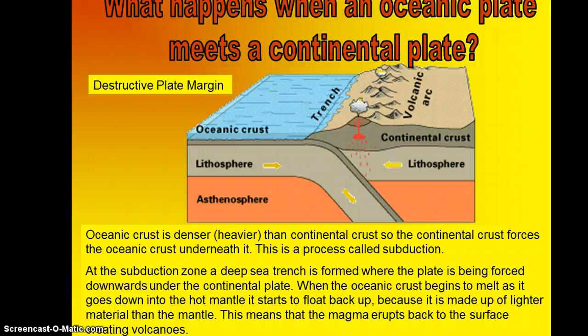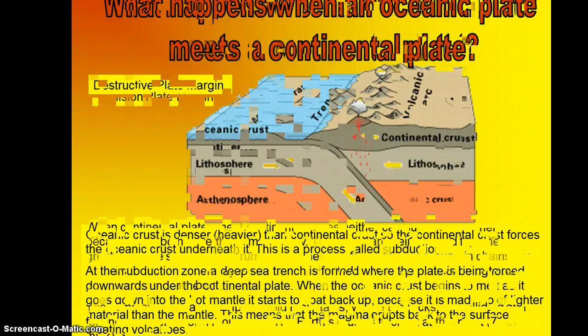This is a more detailed destructive plate margin. The oceanic crust is denser and heavier, so it sinks. The continental crust is forced upwards into mountains and volcanoes. At the subduction zone, a deep sea trench is formed where the plate is being forced downwards underneath the continental plate. When the oceanic crust begins to melt, as it goes down into the hot mantle, it starts to float back up. Because it is made up of lighter material than the mantle, this means that the magma erupts back to the surface, creating volcanoes.